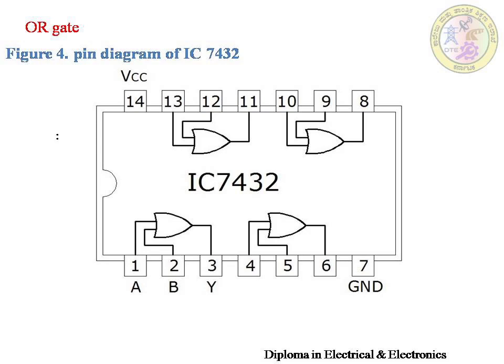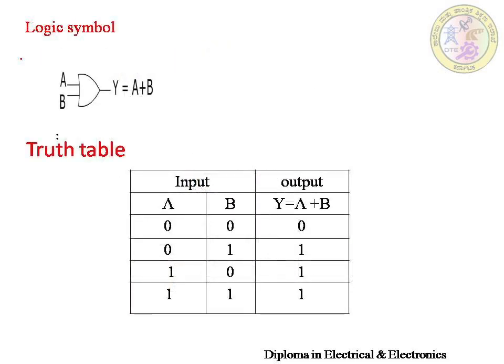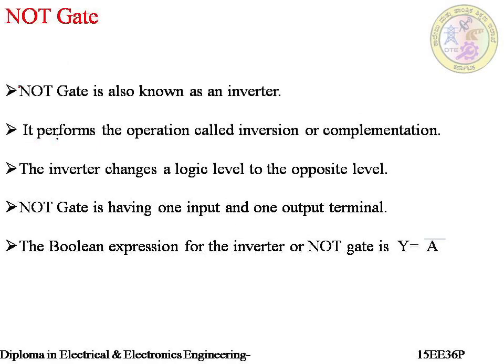Pin number 1 and 2 are inputs. Pin number 3 is the output. Pin number 7 is connected to ground and pin number 14 is connected to VCC. The OR gate does not give any output only when all the inputs are absent. If any one of the input or all the inputs are present, the output of the OR gate is at logic high state. So next one is NOT gate.